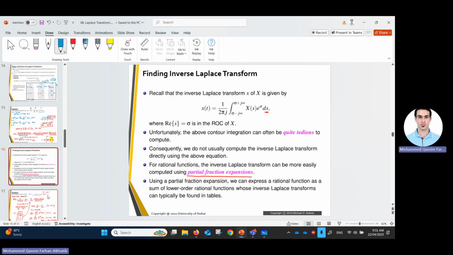Finding the inverse, as I mentioned, is not that easy. It's quite tedious, so we always refer to the tables. We simplify, usually if we are given a rational function or a fraction for the Laplace transform. What we usually do is apply partial fraction expansion to convert it into some scalar value over s plus a certain constant. Then, from the tables, you apply the inverse Laplace transform.